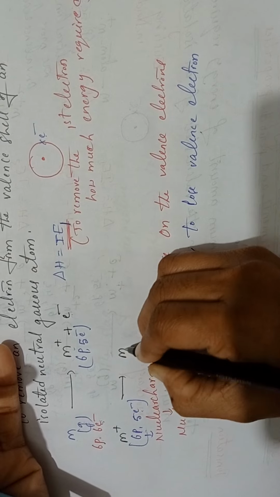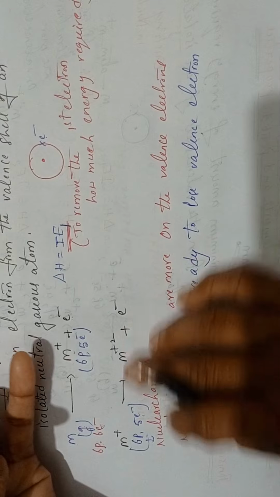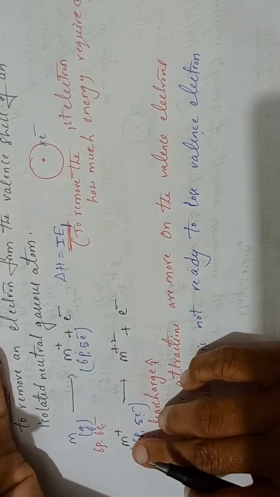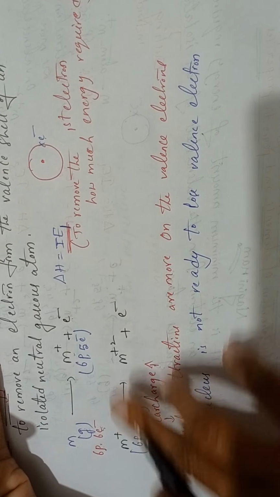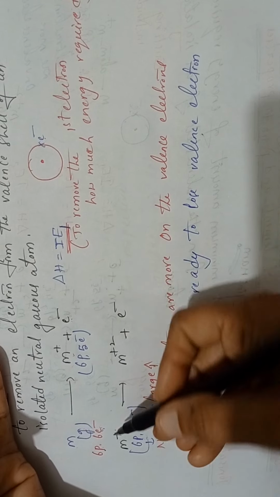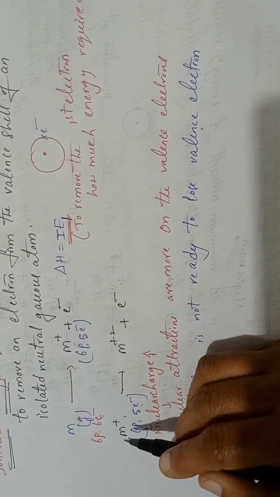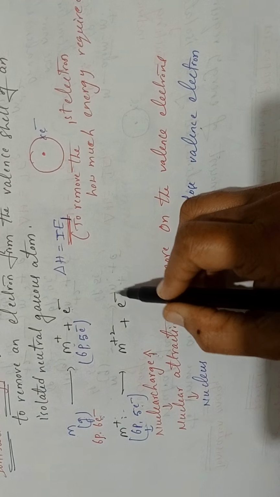So M plus gives rise to M plus 2 by loss of one electron. That means by loss of one electron, M plus becomes M plus 2. From M plus, one electron is removed. M plus means one electron lost. Again from this metal ion, another second electron is removed.